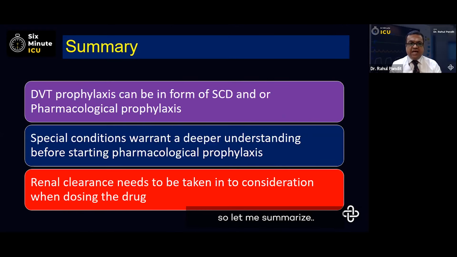So let me summarize. DVT prophylaxis can be given in the form of SCD or pharmacological prophylaxis. Special conditions warrant a deeper understanding before starting pharmacological prophylaxis. Renal clearance needs to be taken into consideration when dosing the drug.